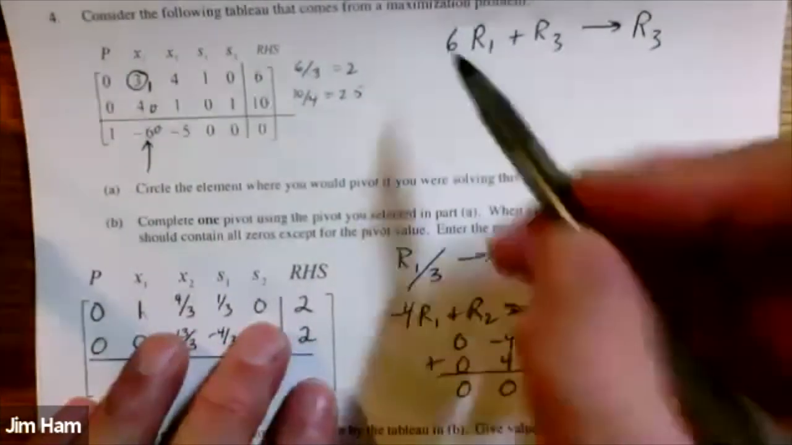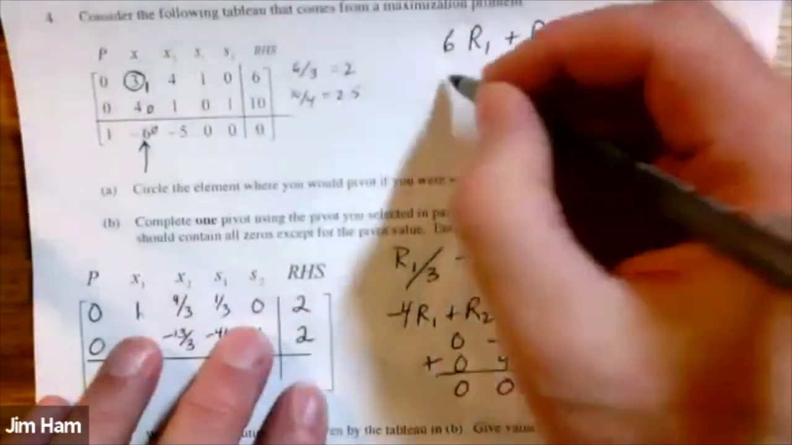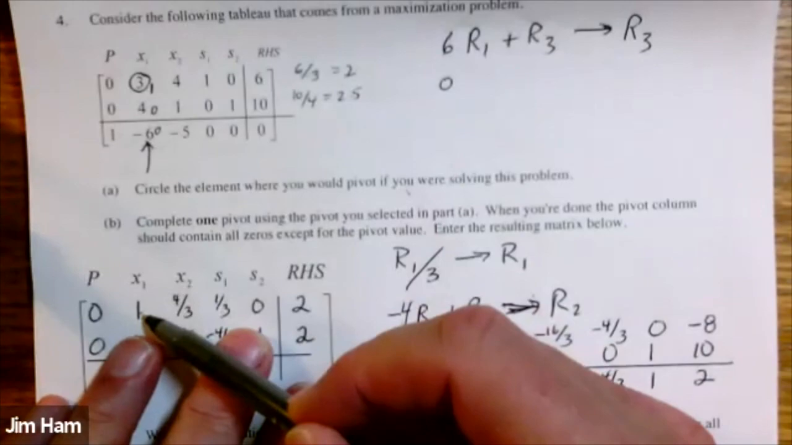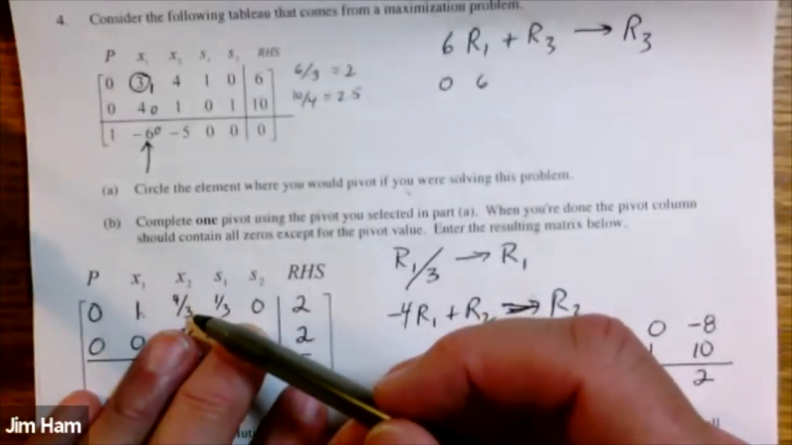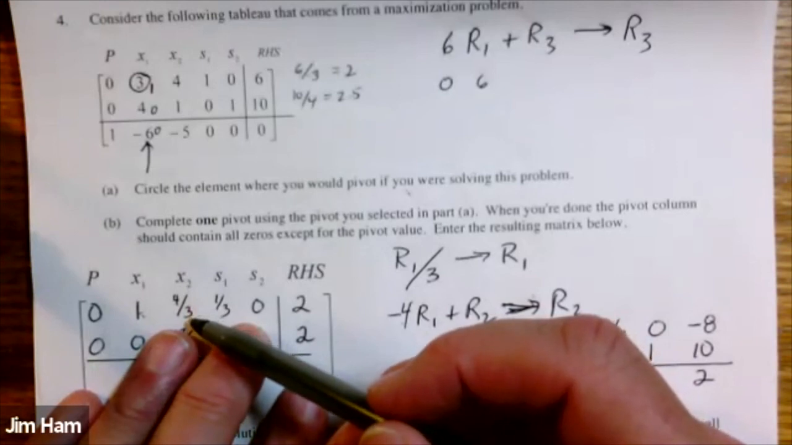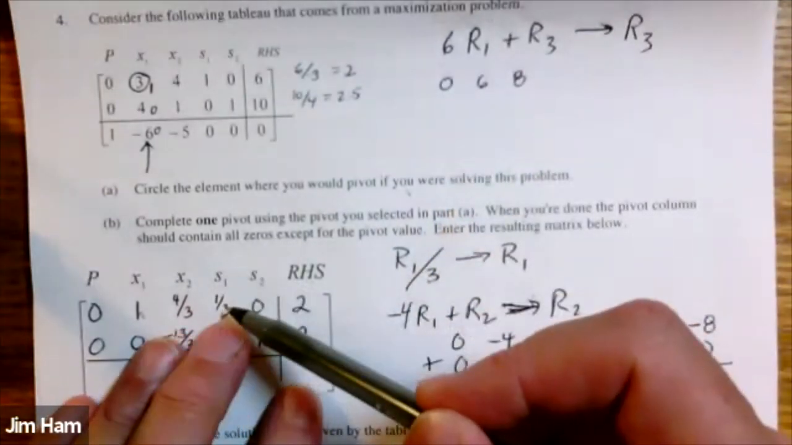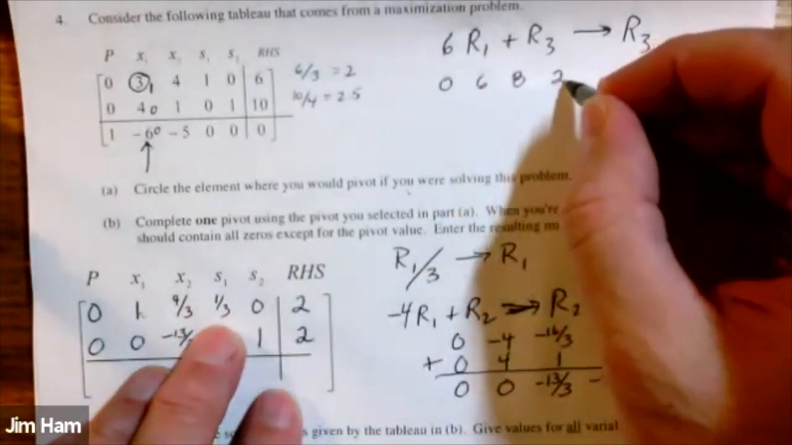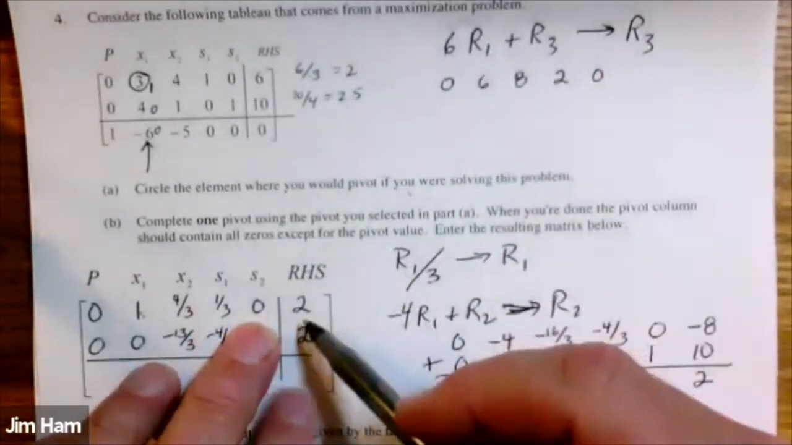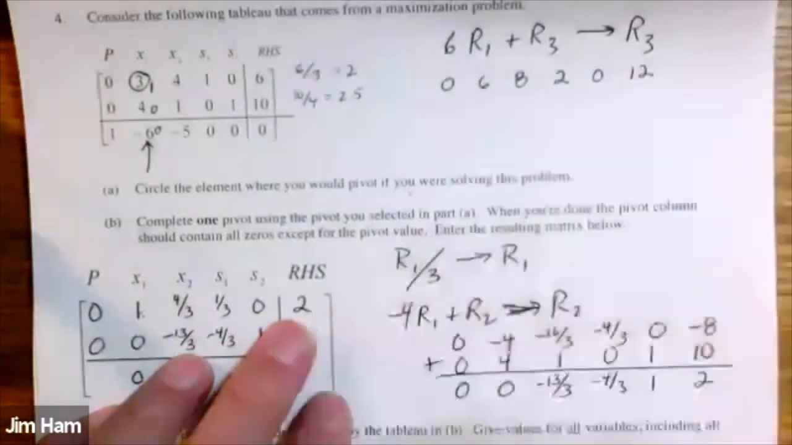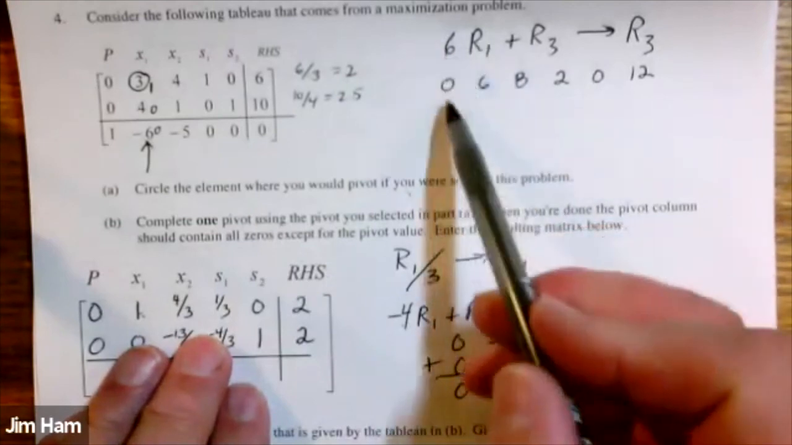All right, so here is 6 times row 1. If I multiply 6 by 0, I get 0. If I multiply the 1 by 6, 6. If I multiply 4/3 by 6, the 3 will cancel with the 6, leaving 2. 2 times 4 is 8. If I multiply 6 times 1/3, I get 2. If I multiply 6 by 0, I get 0. If I multiply 6 by 2, I get 12. So if I multiply this whole row, row 1, by 6, this is what I get.